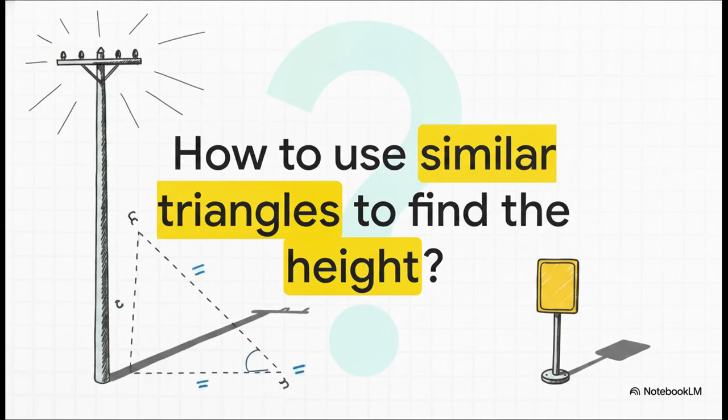If you can unlock the relationship between those shadows, you unlock the ability to measure mountains, skyscrapers, or even the distance to the stars using just the ground beneath your feet.